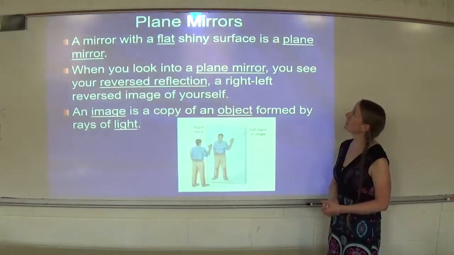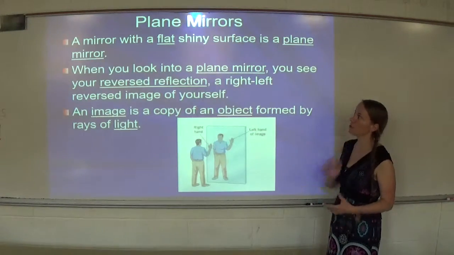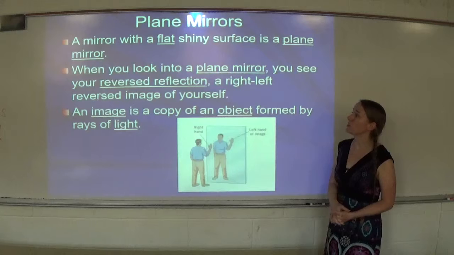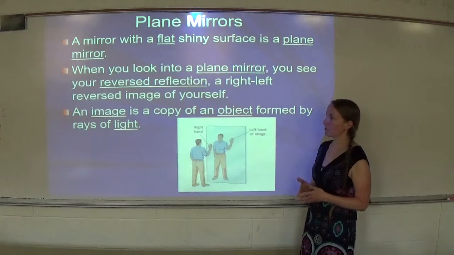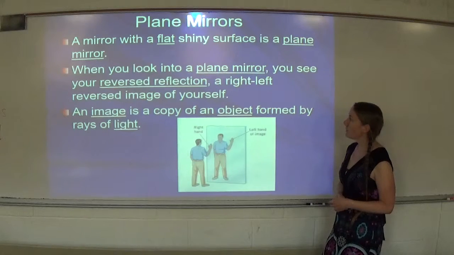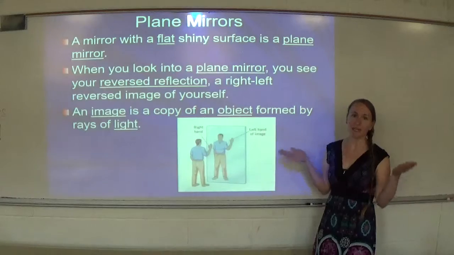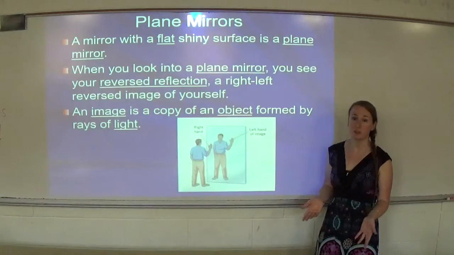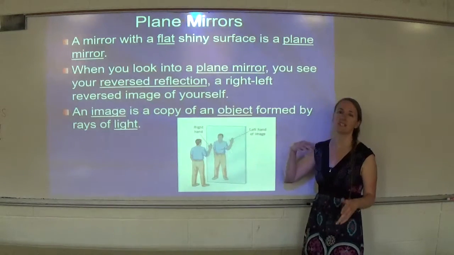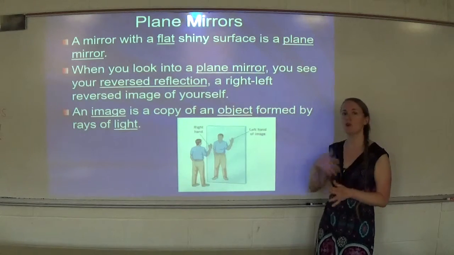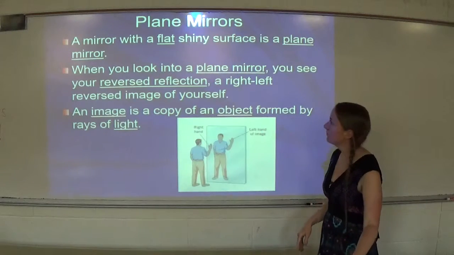So a mirror is a flat, shiny surface. If it's a flat, shiny surface, it's called a plane mirror. When you look into a plane mirror, you see your reversed reflection, a right-left reversed image of yourself. An image is a copy of an object formed by rays of light. So we've all experienced looking into a plane mirror before. You probably have many of them in your home. It reverses your left and right, but it's the same size as you. It's upright, just like you are. You're not going to look in a plane mirror and all of a sudden your image is upside down.